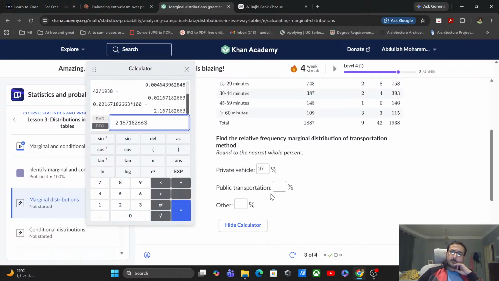2%. I'd say this is 1. It doesn't even come to 1, but we'll say, let's check. 0, 3.